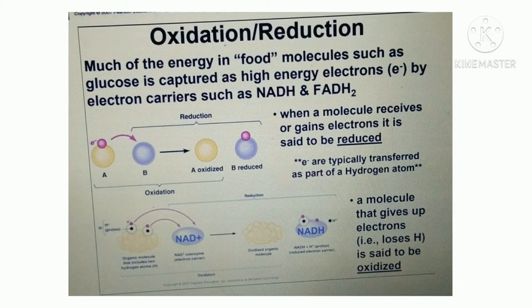Oxidation-reduction. Much of the energy in food molecules such as glucose is captured as high-energy electrons by electron carriers such as NADH and FADH2. When a molecule receives or gains an electron, it is said to be reduced. Electrons are typically transferred as part of a hydrogen atom. A molecule that gives up an electron, or loses hydrogen, is said to be oxidized.